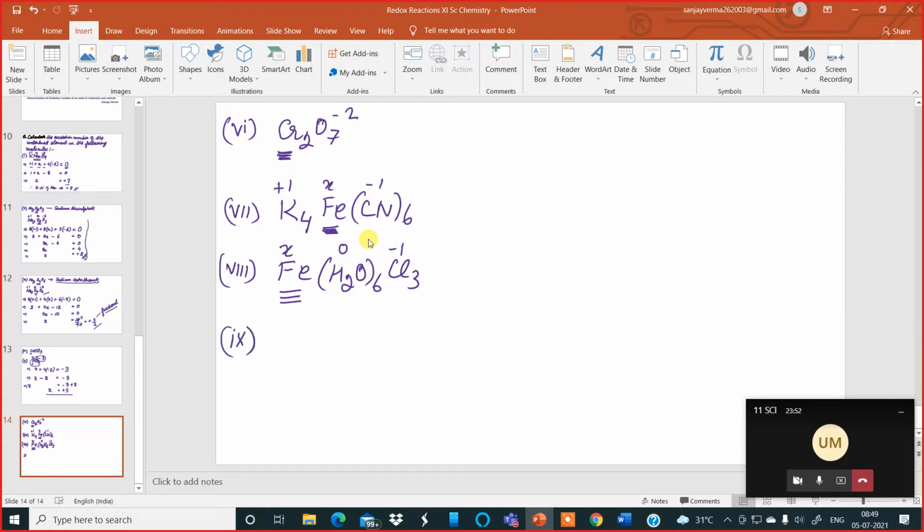Number 9. Co means cobalt, and cobalt is underlined. Then in brackets we have NH3, ammonia, 6, and this is a complex ion, 3 plus. So here also you have to say the oxidation number of cobalt, let it be X. Ammonia is a neutral molecule, so you can put 0 over here and then get the answer.